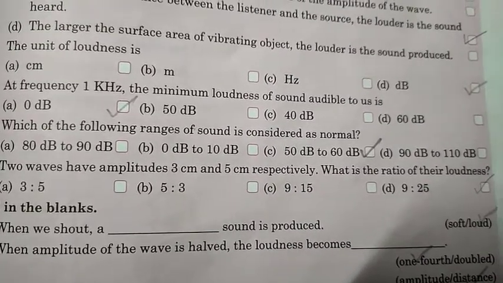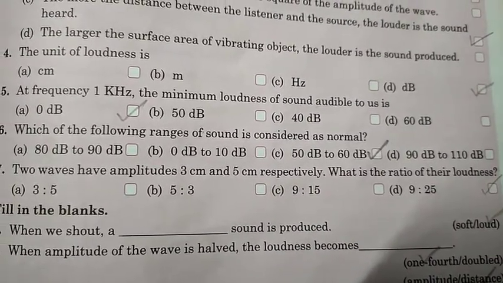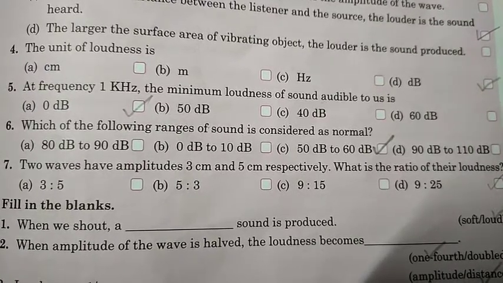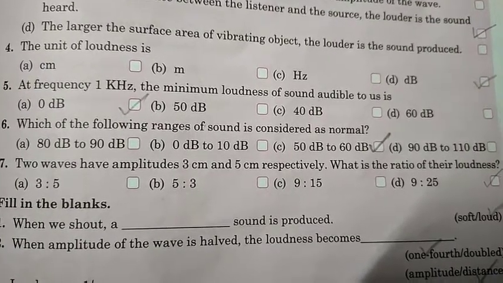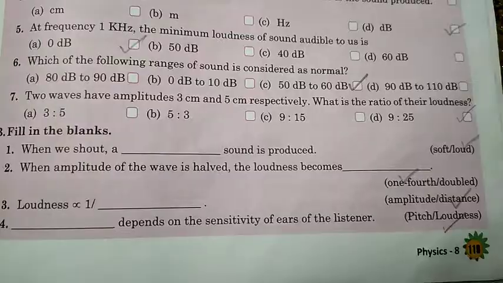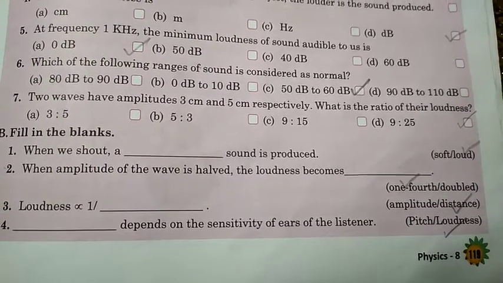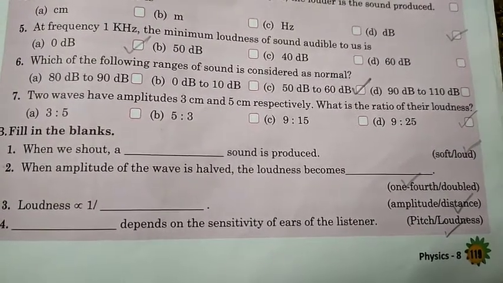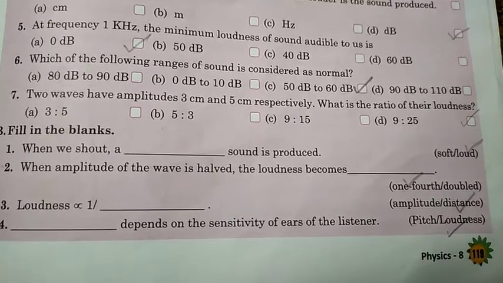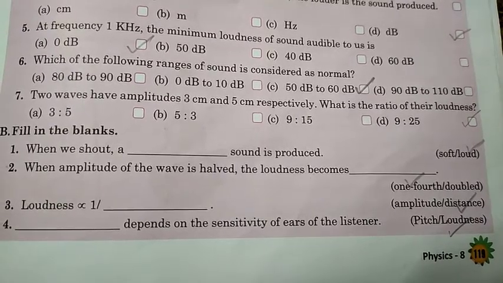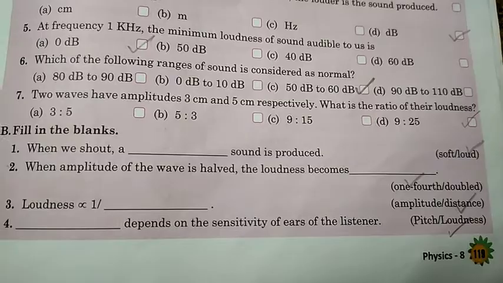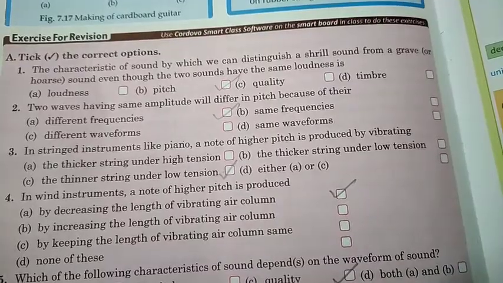Now fill in the blanks. When we shout, a loud sound is produced. When amplitude of the wave is halved, the loudness becomes 1/4. Loudness is proportional to 1 upon distance, and dash depends on the sensitivity of ears of the listener, that is loudness.